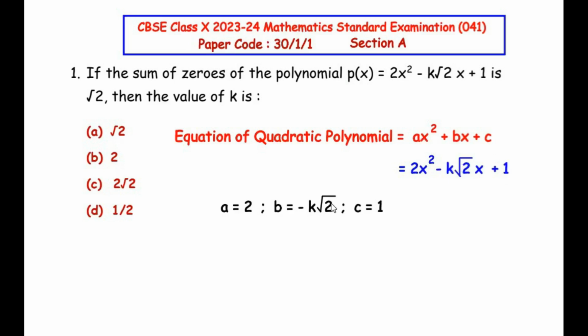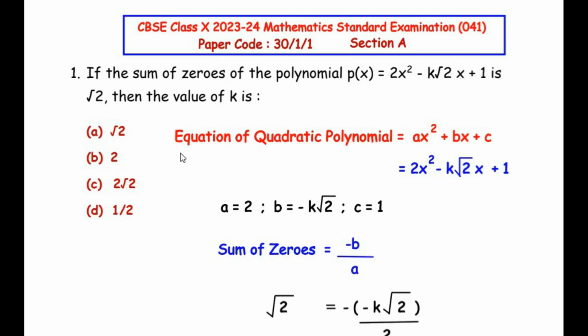Now once we have written this, let us look at the hint they have given. That is, the sum of zeros of this polynomial, its value is square root of 2. And we have a relationship between the sum of zeros and the coefficients of the polynomial: sum of zeros is equal to negative b over a. Now let us substitute their respective values.